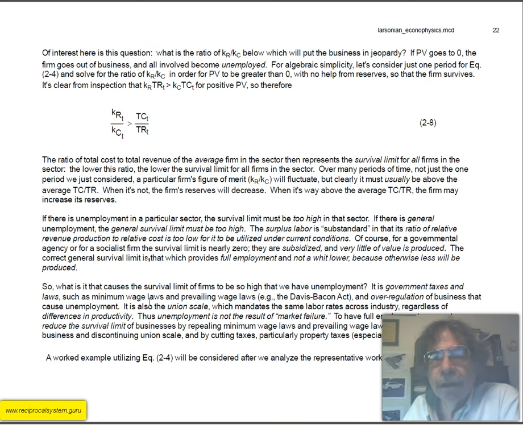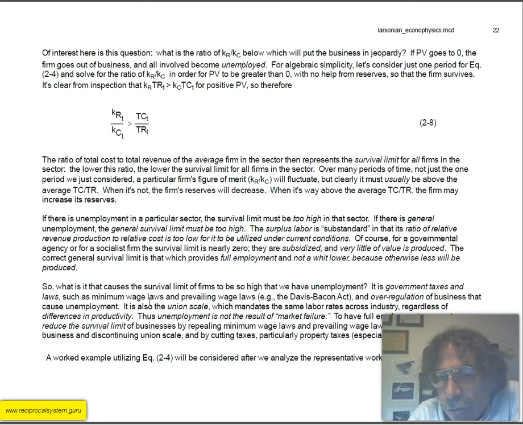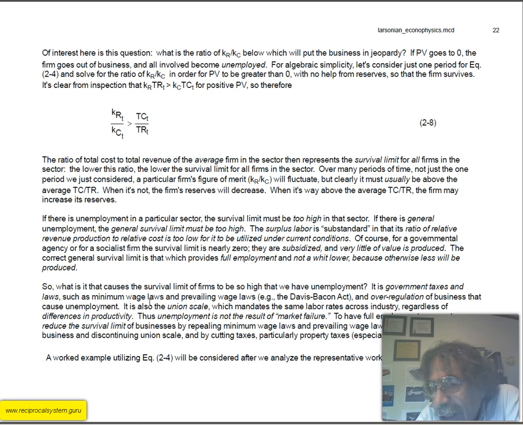Okay, so now we'll really start part 3. Now, of interest here is this question: what is the ratio of K sub R, K sub C, that is the revenue coefficient to the cost coefficient, below which will put the business in jeopardy? If PV, that's present value, goes to 0, the firm goes out of business and all involved become unemployed.